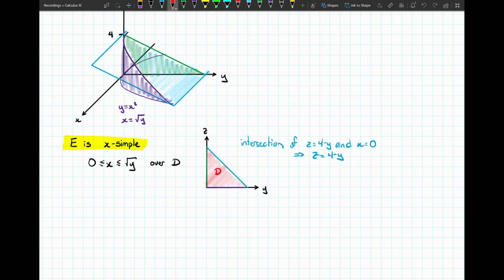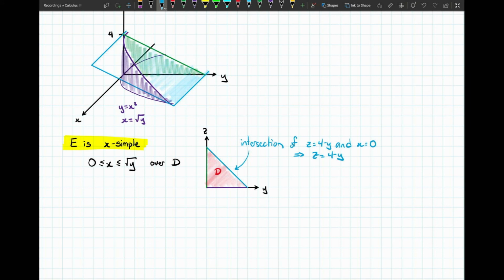Now, of course, we're really just looking at a region already on the yz plane, so the equation of that line simply is z equals 4 minus y. That's already set up so that z is a function of y, and it's pretty easy if we want to set that up so that y is a function of z. Doesn't really matter whether or not we want to treat this region as y simple or z simple.